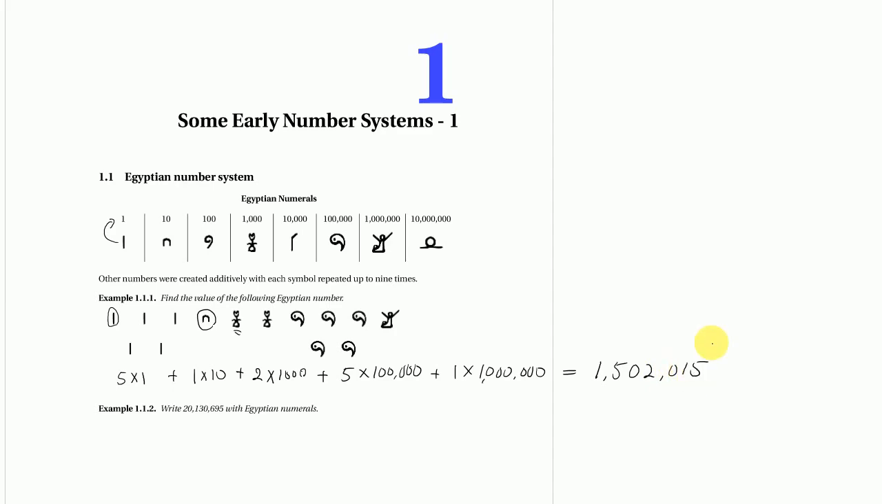So the total will be 1,502,015. Please compare these two numbers. When you look at this one, it's a little bit difficult for our eyes, right? How many do we have? But this one is much clearer for us because we are so used to seeing this type of number. But that is not the only reason, because in the Egyptian number system there is no position value.